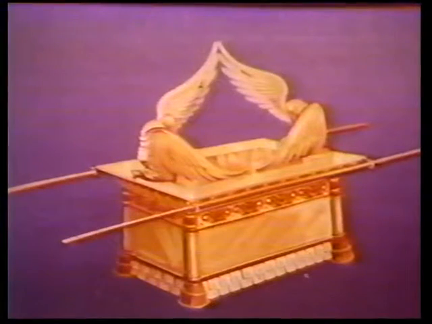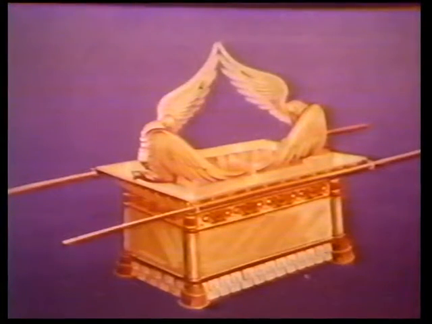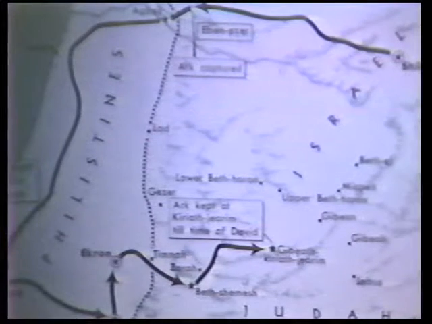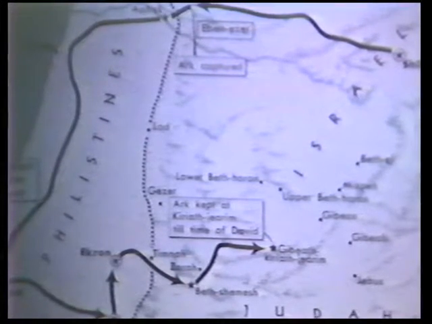Again there was a plague. Ekron didn't want the ark, nor did any other of the Philistine cities. It was sent back to Israel with an offering of 5 golden tumors and 5 golden mice. The ark was first at Beth Shemesh, shown here, where several men were killed because they looked into the ark. Then the ark was sent to Kiryat Yearim, where it stayed until David took it to Jerusalem.